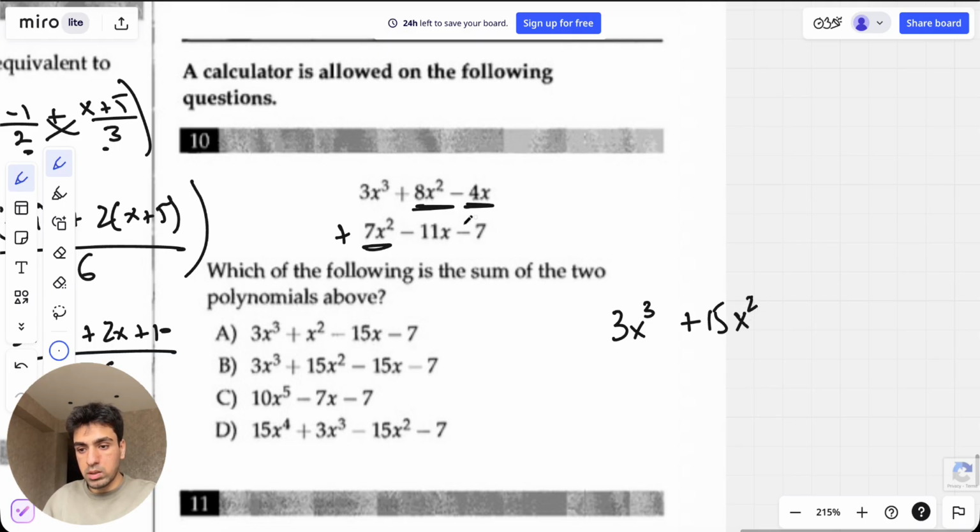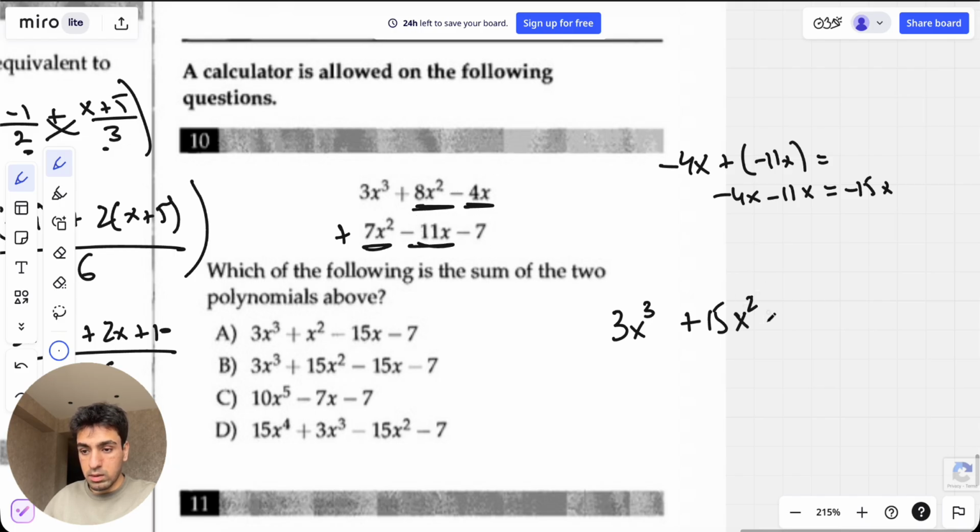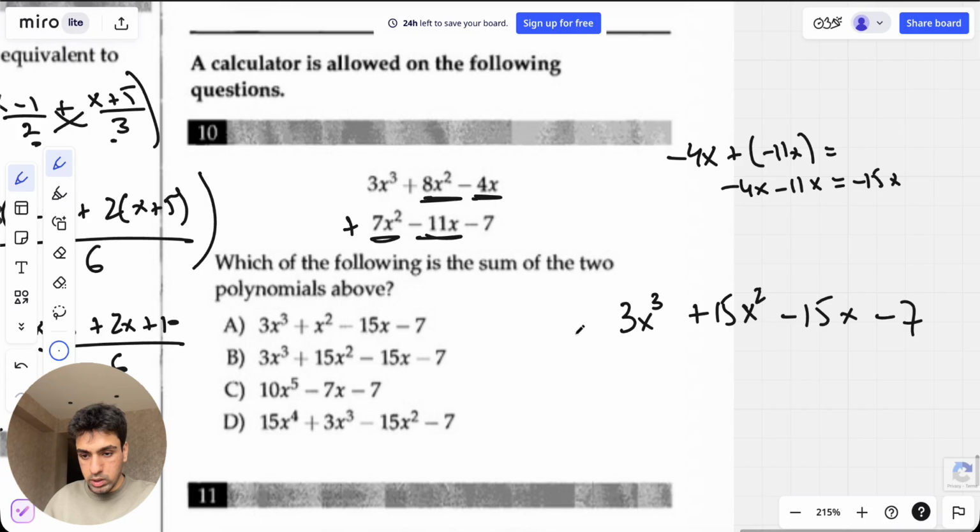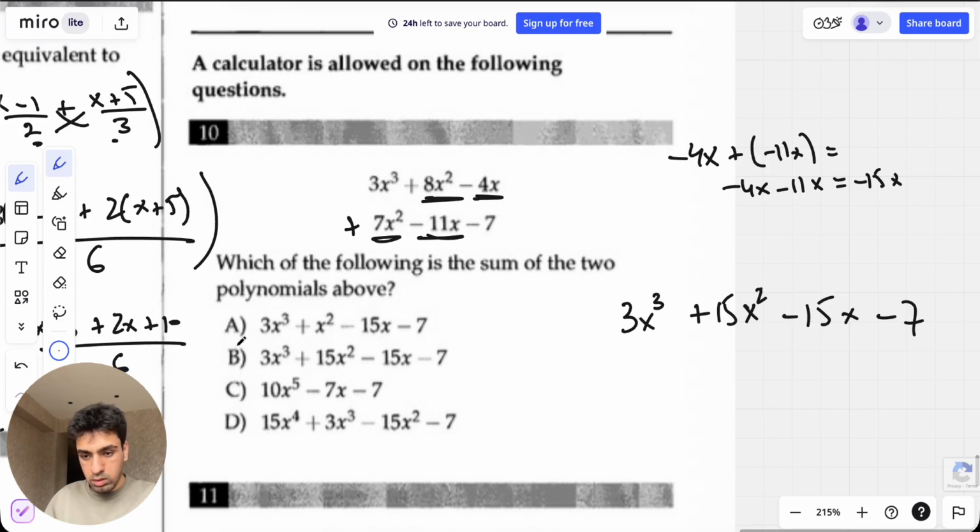We have minus 4x minus 11x, so it's minus 4x plus minus 11x, which becomes minus 15x. So this minus 4x minus 11x is minus 15x. And then we have minus 7. There's no other constant over here, so it's minus 7. That's what we get, which is going to be B.